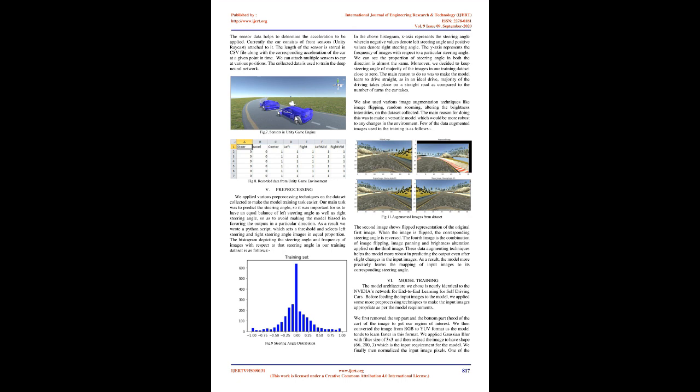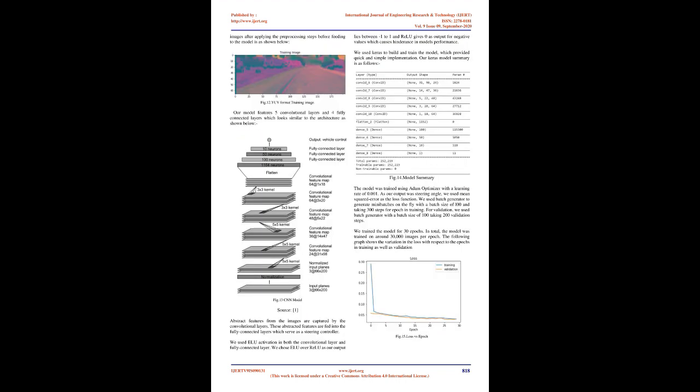Fig.9 Steering angle distribution. In the above histogram, the x-axis represents the steering angle, wherein negative values denote left steering angle and positive values denote right steering angle. The y-axis represents the frequency of images with respect to a particular steering angle. We can see the proportion of steering angle in both directions is almost the same. Moreover, we decided to keep the steering angle of the majority of the images in our training dataset close to 0. The main reason to do so was to make the model learn to drive straight, as in an ideal drive, the majority of the driving takes place on a straight road as compared to the number of turns the car takes.